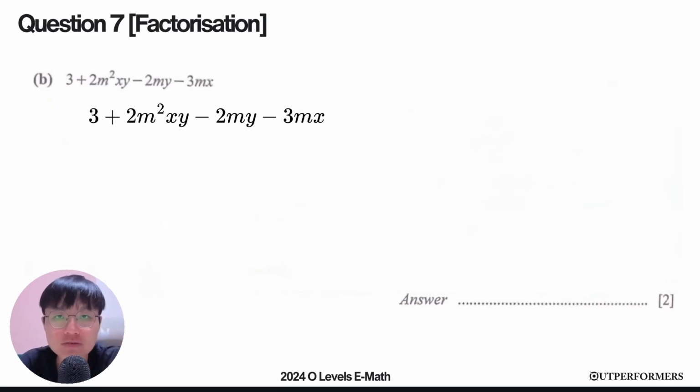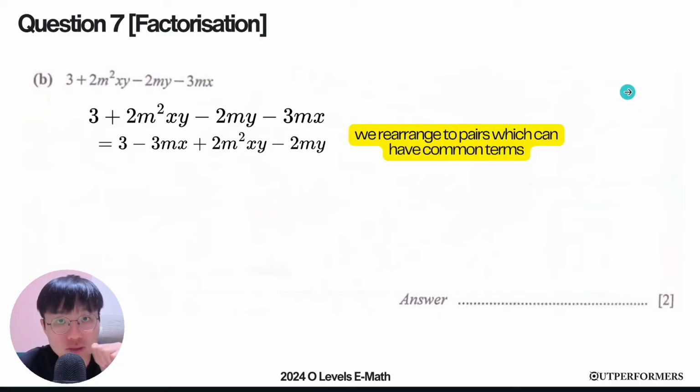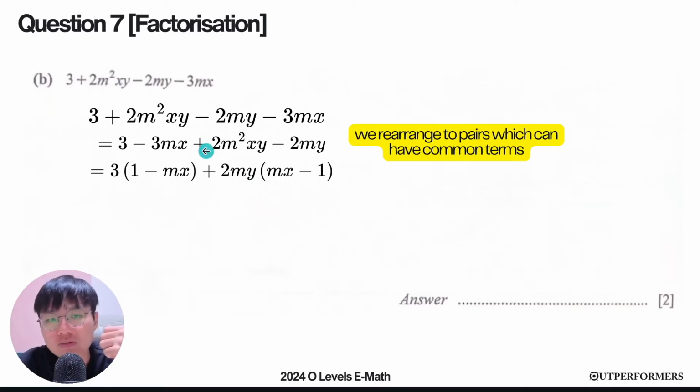The very first thing is we got to pair them up. We're going to find the right pair, and in order to find the right pair, we have to look at what common factors the pairs have. So I decided to group 3 minus 3mx together and 2m square xy minus 2my together. The reason is that we want common terms. Between the first 2, there's a common term of 3. Between the next 2, we have a common term of 2my.